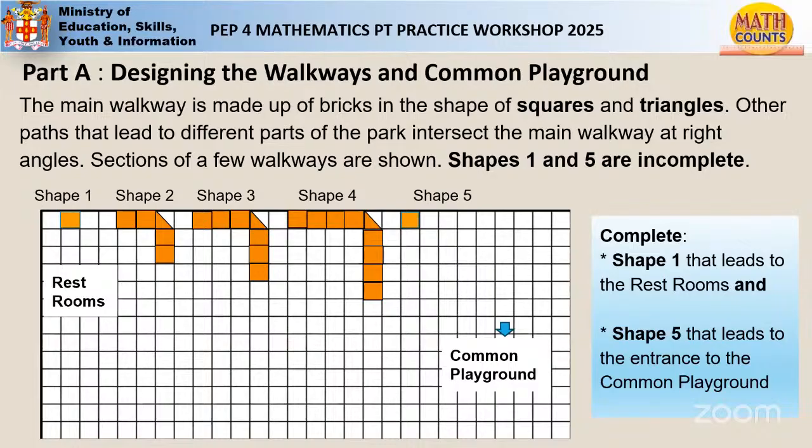Go ahead. 3, Miss. I would have 3 squares for shape 1. Yes, 3 squares for shape 1. Where will I put the squares? Where will the squares go? And you mute yourself again.